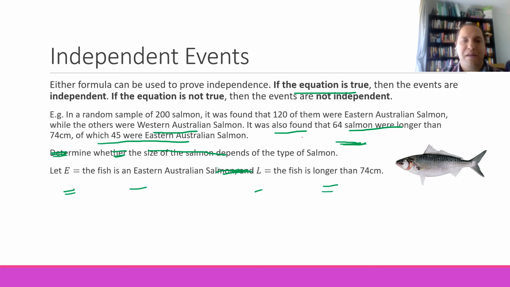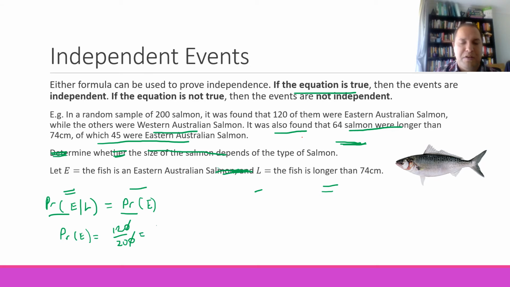So what we want to show is the probability of our fish being Eastern Australian, given it's longer than 74 centimeters, should be the same as the probability that it's just Eastern Australian to begin with. If this equation is true, then our events should be independent. So let's just work them out one at a time. Probability of Eastern Australian salmon, that's 120 out of 200. Cross off the zeros, and we can divide those both by 4. So that's 3/5 for the probability of having an Eastern Australian salmon.